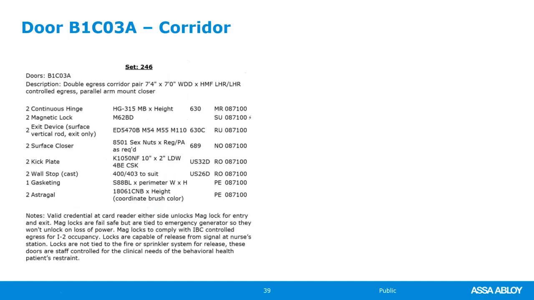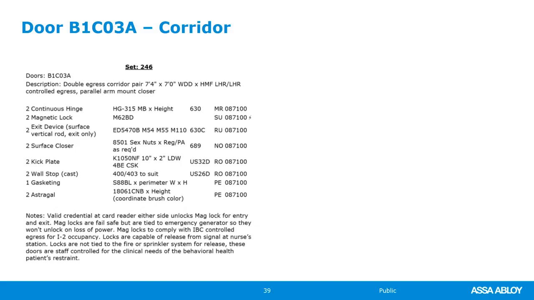And very rarely would you be able to use any kind of mechanical lock. There are some rare instances where you can. Take a look at the hardware set, then we'll look at the video, but this is a pair of 7'4" by 7 foot high wood doors, hollow metal frames, continuous hinges.